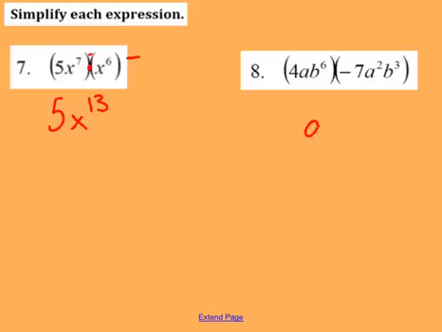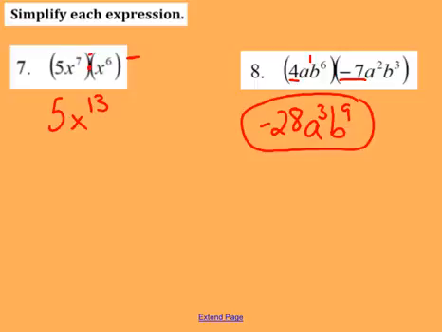Over here, I know I want a and b. Okay? 4 times negative 7 is negative 28. And then I have a. So a is 1, and a to the 2 is 3. B to the 6 times b to the 3rd. See, I say times b to the 3rd. It's not adding the exponents as a product. It's 6 plus 3 is 9, so b to the 9th. Okay. If these, 7 and 8, are a lot easier for you than 5 and 6, then we need some practice or you need to be good at writing things out.